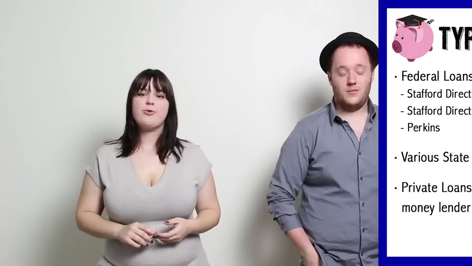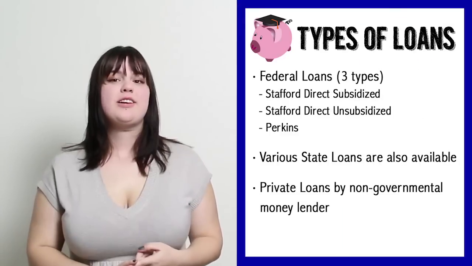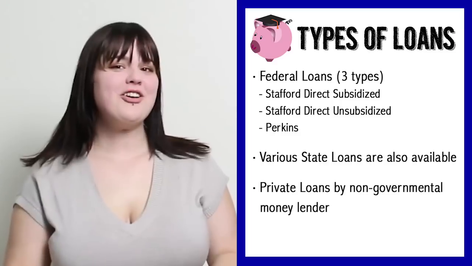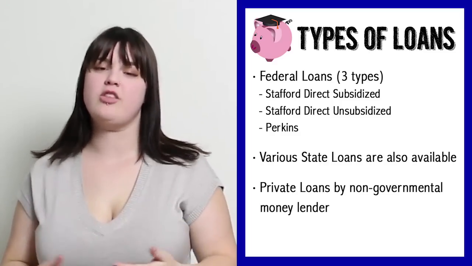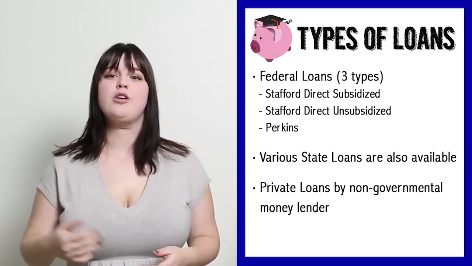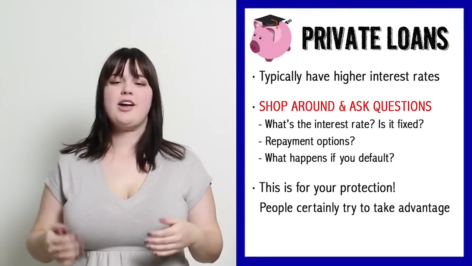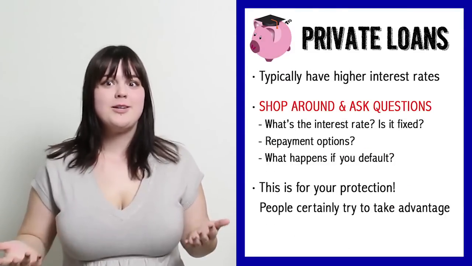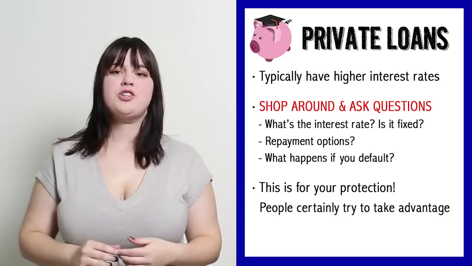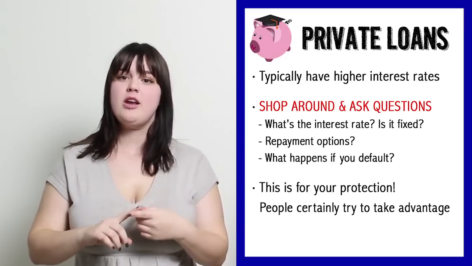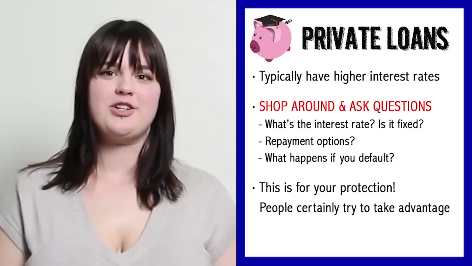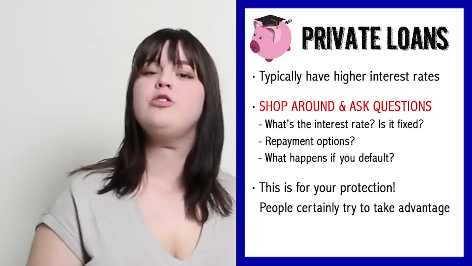So we just told you about the 3 types of federal loans: Stafford Direct Subsidized, Stafford Direct Unsubsidized, and Perkins loans. There are state loans available, but they are rarer than federal loans. Another type of loan is a private loan, which is given by a bank or another money lender. These typically come with higher interest rates because banks are trying to make money. So you need to make sure that you shop around for the best loan deal. Major questions you need to ask are: what's the interest rate, the repayment options, and what happens if you default on the loan? This is done to protect yourself, your family, and the all-important credit score.